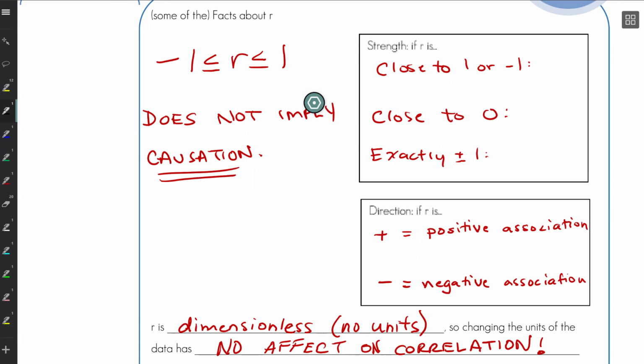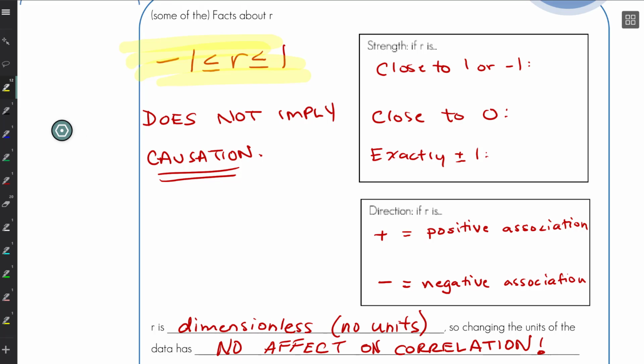So, some facts about R. First off, R is only going to take a value between -1 and +1. It can go all the way up to -1 and +1, but you'll never have a correlation coefficient of 1.25, or 1.01, or 10 or 5 or 9,000. It's never going to happen. It's always between -1 and 1.